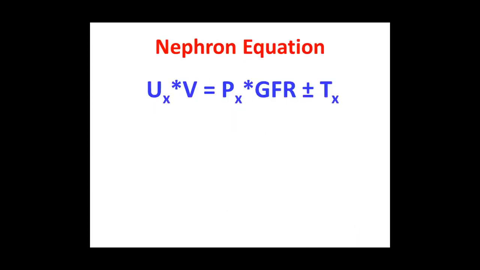So this is the nephron equation. UxV is equal to PxGFR plus minus Tx. If Tx is plus, it is secretion. If Tx is minus, it is absorption. So we are dealing with Tx. Here we are dealing with Tx. This class is for Tx. So this class is a kind of an introduction, or rather a principle of tubular processing or tubular function.